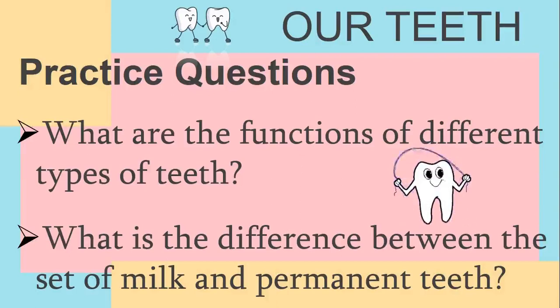It's time to finish now. Let's recap today's topic. Today we learned about the functions of different types of teeth. Incisors used to bite and cut the food. Canines used to tear and hold the food. Premolars used to chew the food. And molars used to chew and grind the food. These are the functions of different types of teeth.